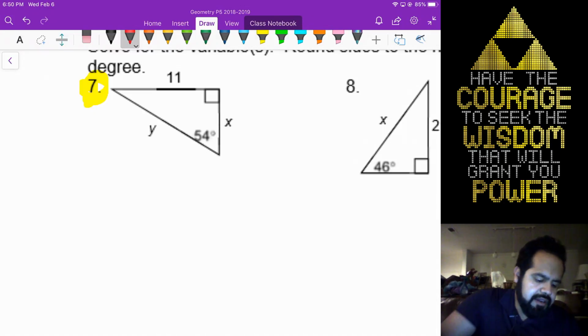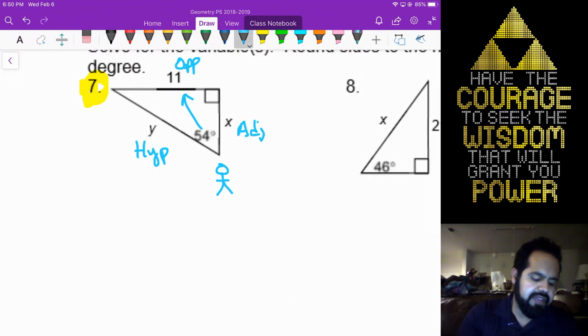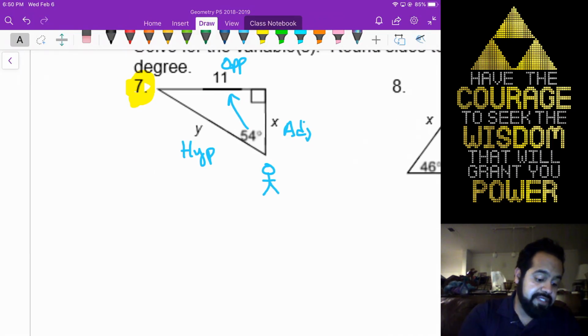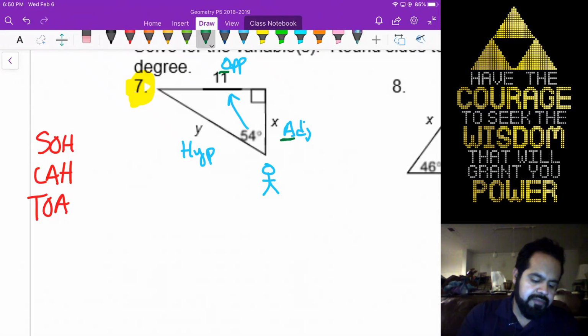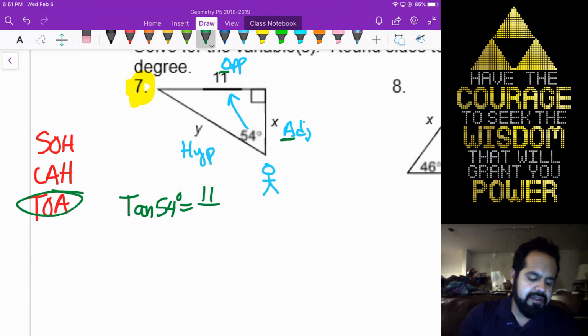So right here, I'm solving for x and y. This should look awfully familiar. It's very similar to your quiz question. So we place our good old stick figure here. Opposite of that is our 11. Adjacent to it is x. The hypotenuse is y. So again, looking at this, we're saying, how am I going to solve for x? Look at your trigs. So if I see opposite and adjacent, then that's TOA. So I'm going to use tangent of 54 degrees equals 11 over x.